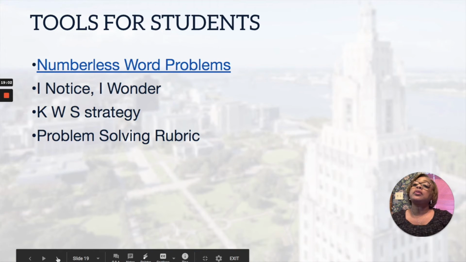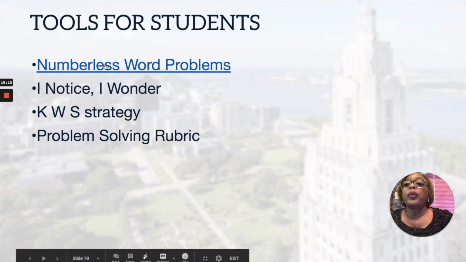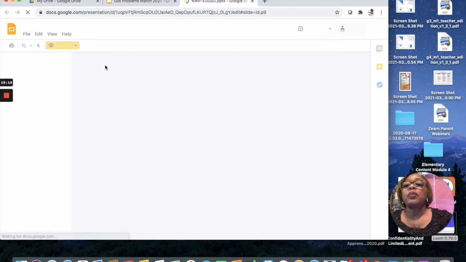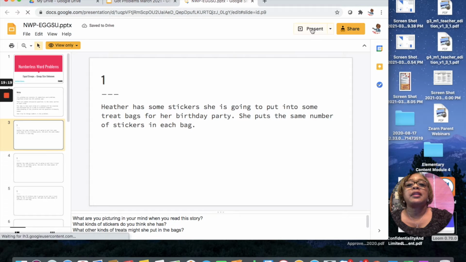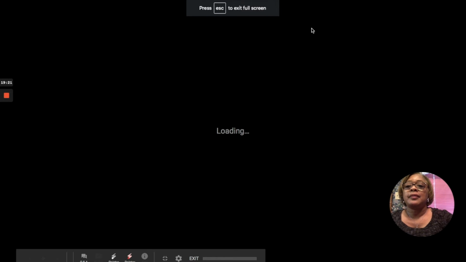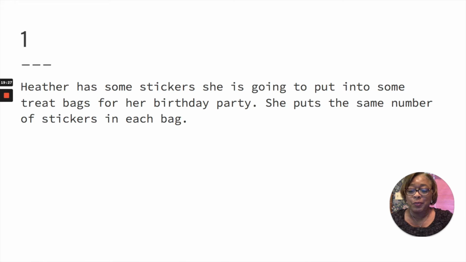So what are some tools to help our students with that? I want to share just 4 tools that will help our students, and then we'll look for some things that we can use as teachers, routines we can bring into the classroom. So one of the first things I want to share with you, let's let this load, are numberless word problems. And I know some of you have heard me share these before.